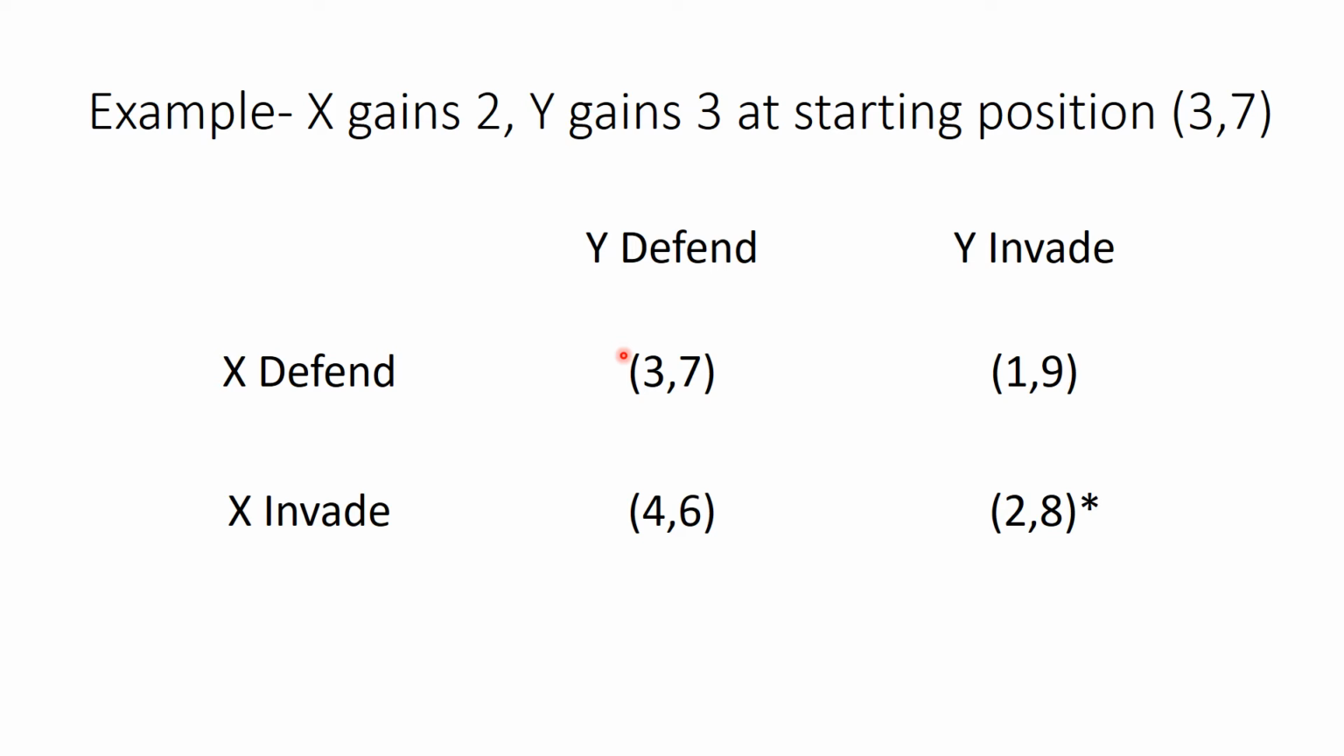Now let's try to figure out how to fill out the rest of the payoff matrix from this starting position. So if we go over to Y invade, X defend, X takes 1 away from Y. So now we are back to a 4-6. But Y wants to take 3 on an invade choice. We're at 4-6. 4 minus 3 would give you a 1. 6 plus 3 would give you a 9. That's how we fill out this one.